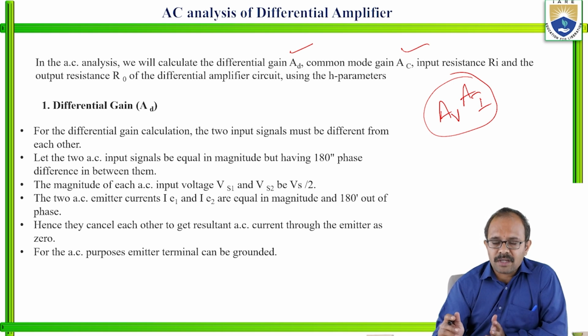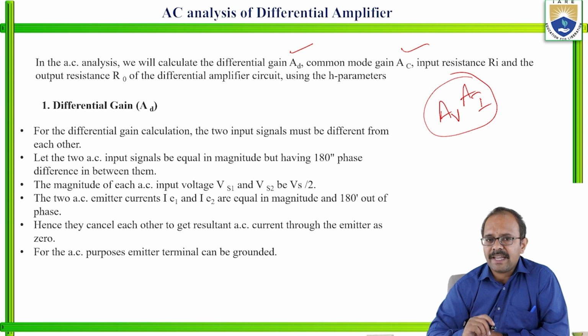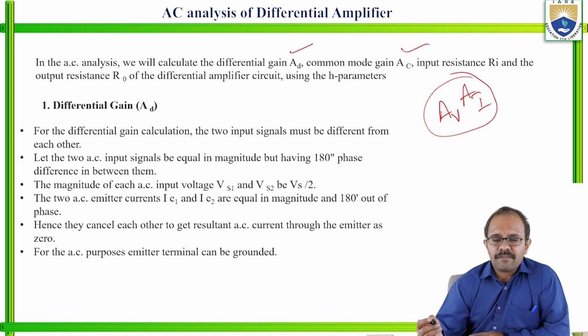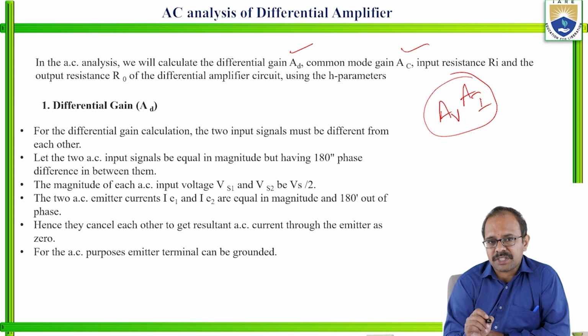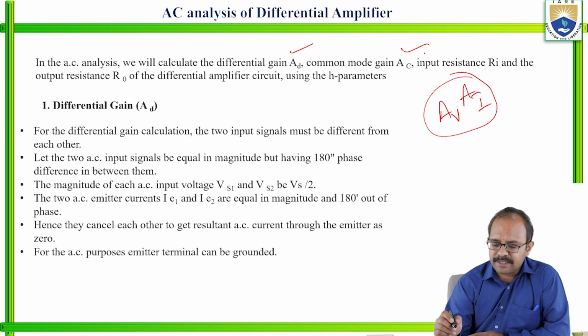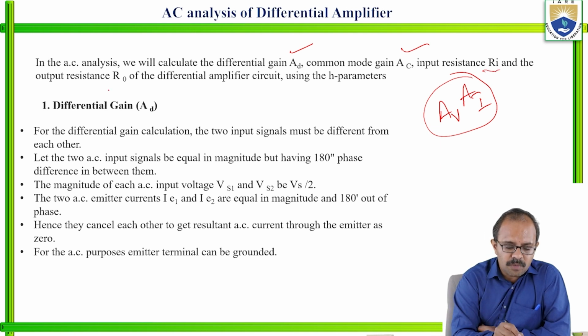If you want to design any amplifier, the first question you need to ask is for how much gain we need to design the circuit. What is the amount of gain that the amplifier circuit can produce? That is the question to be asked in any amplifier design. Similarly, in the differential amplifier, we are going to determine two gain expressions: one is the differential gain AD and the other is the common mode gain AC. Of course, we are also going to determine the input resistance Ri and the output resistance Ro.